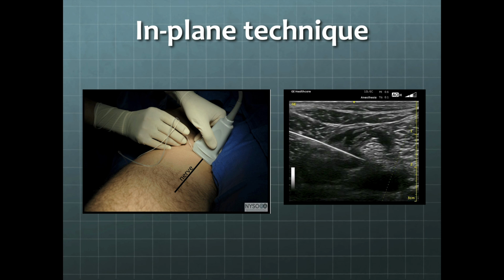start to light up. For the majority of our blocks, we're going to be using an in-plane technique, meaning the beam of the probe, or the probe itself, is perpendicular to the long axis of the nerve, so the nerve just looks like a little circle. But the needle is coming parallel to the beam. So you'll see the whole shaft of that needle from the tip to the end coming in towards that nerve.